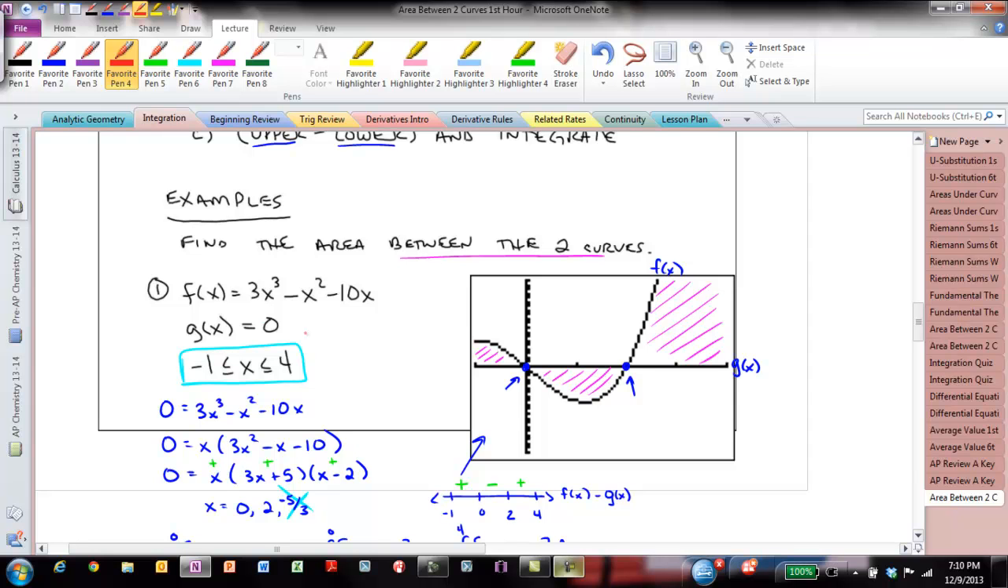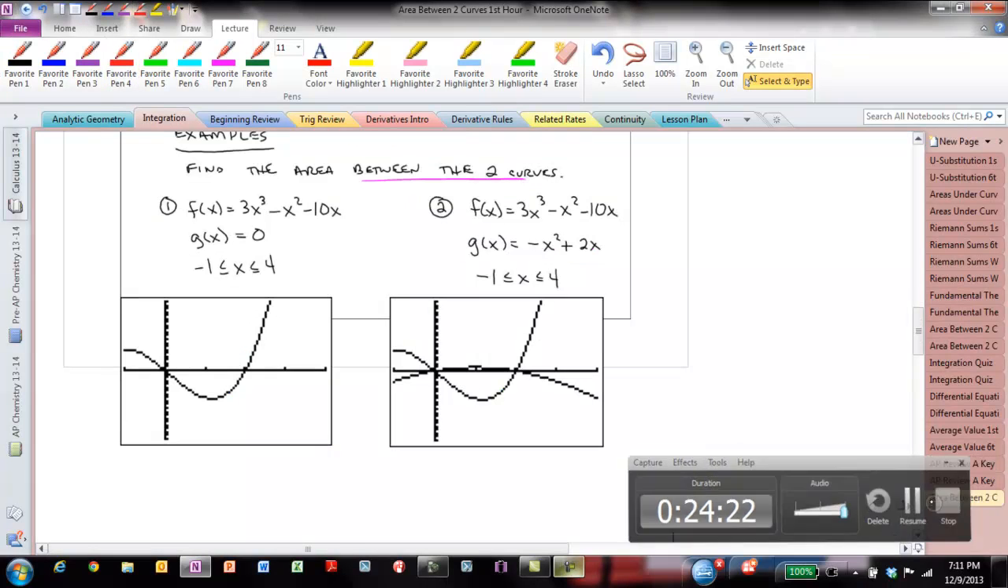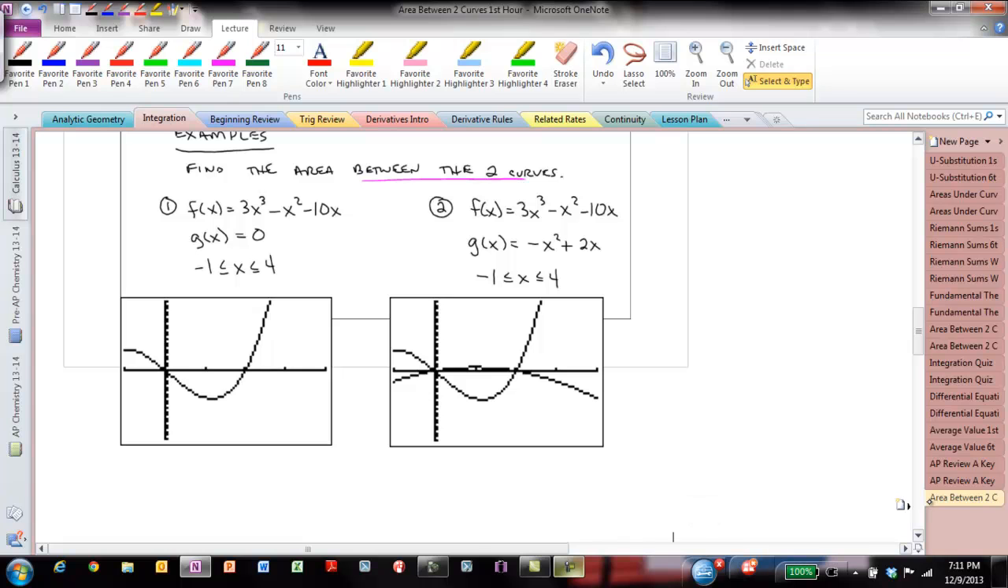So I'm going to go back and work another one where I'm going to keep the same f of x, but I'm going to change the g of x around. Alright, so here's my second problem. And so you see the f of x is the same as our first problem, but now the g of x is no longer the x-axis. And the interval is going to be the same.